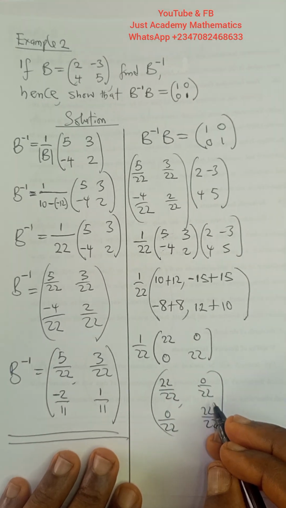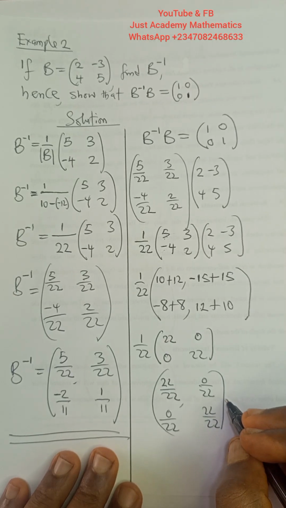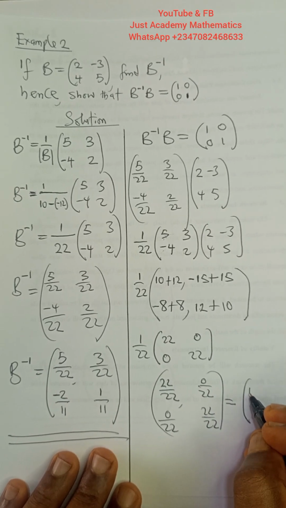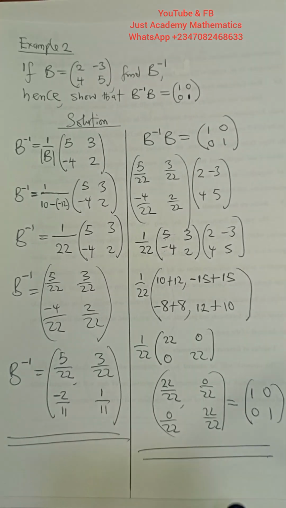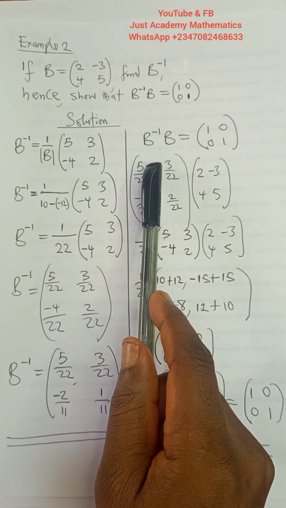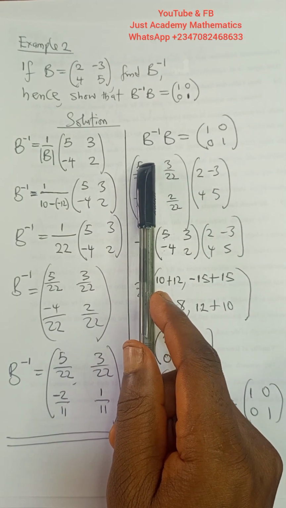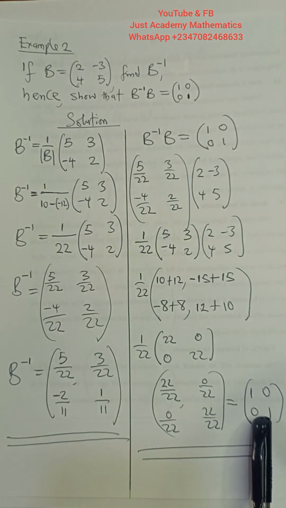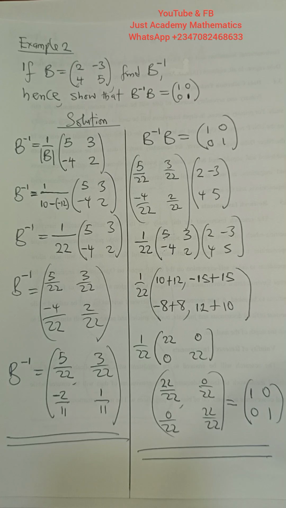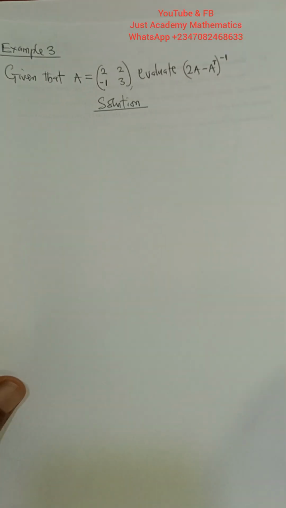Of course, you can see now that this one will come out as what? It will come out as what? 1001. So we have succeeded in proving that B inverse, are you seeing it now? B inverse times B is equals to what? Identity. So let's take the last one for this class. Let's quickly run through the last one for this class.